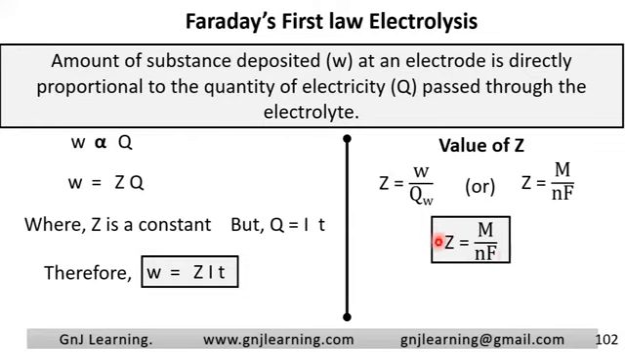So in the expression where you will have Z in this formula, if Q is in coulombs, you are supposed to use the value of Z as M by N into F. You can substitute this one. Whereas if Q is in Faraday, you are supposed to use this one, M by N. You don't have to convert Z into coulomb-wise unit.